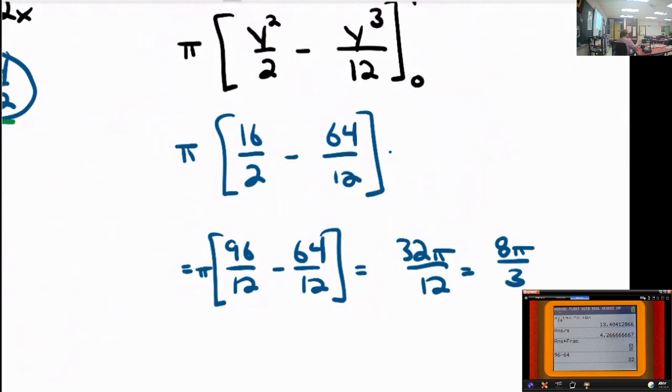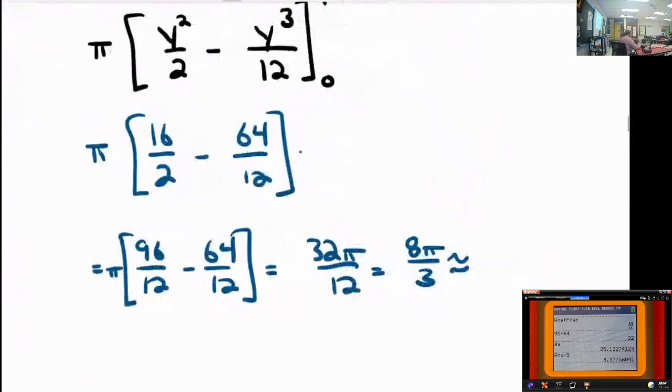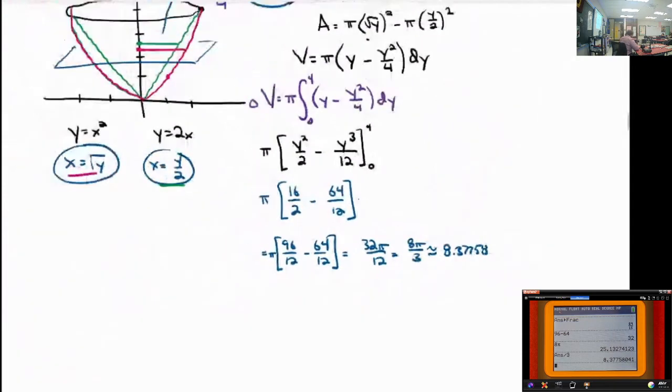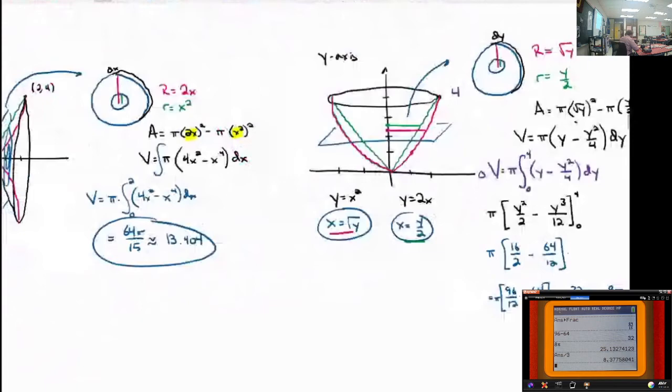Is that what you got? Yes. Nice. Which is approximately 8.375. Hey, I was right. So not only are these answers different, but the vertical one is bigger. You can kind of see them side by side right now.